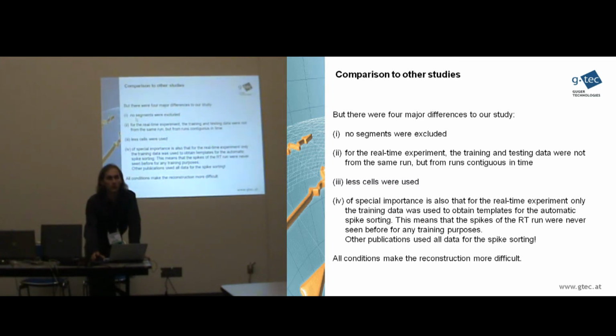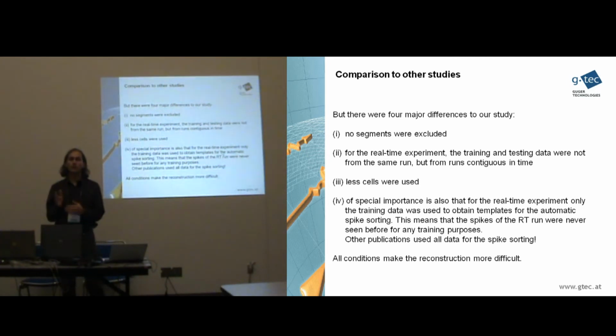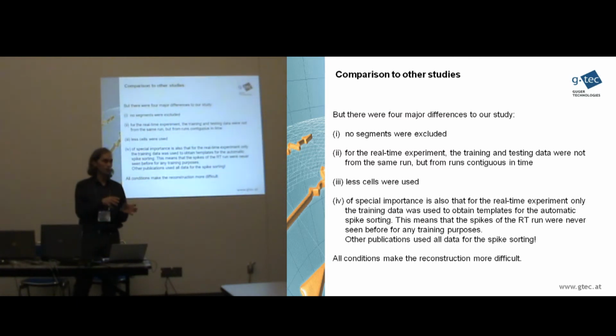We didn't exclude any segment of the data. We used everything. We had different training and testing data, which is very important. We had less cells. And of special importance is that the spikes were never seen before for the spike sorting, which is in contrast to the other publications.